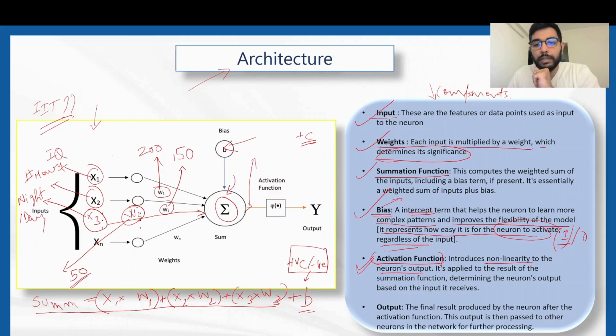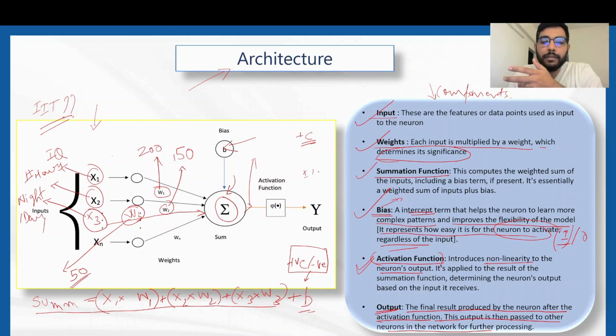Understood? So this is done. The last part of the neuron architecture is the output, the final result produced by the neuron after the activation function. This is then passed to other neurons in the network for further processing. So we have the activation function.